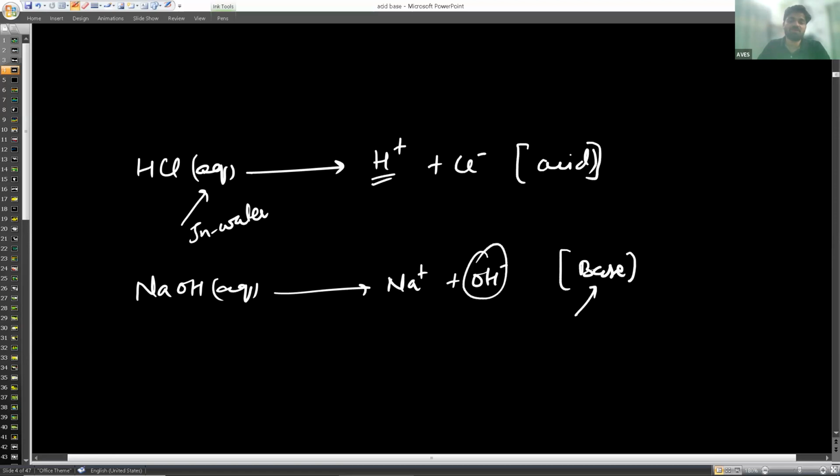It is a base because it is dissociating the OH negative ion. So if it is dissociating H plus ions, that is an acid, and if it is dissociating OH negative ion, that is a base. Now moving to the next part, which is important for you to understand.